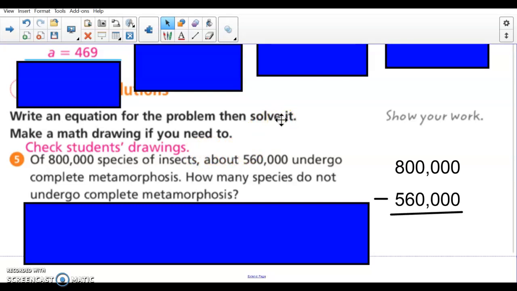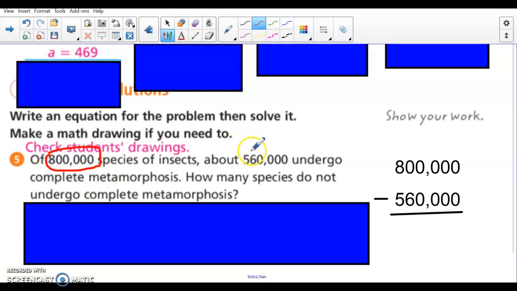Of 800,000 species of insects, about 560,000 undergo complete metamorphosis. How many species do not undergo complete metamorphosis? And so I know what's important in here is we have 800,000 species of insects. This amount here do undergo it, and we want to know how many do not undergo it.